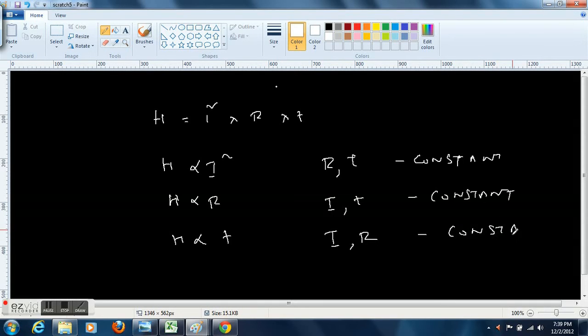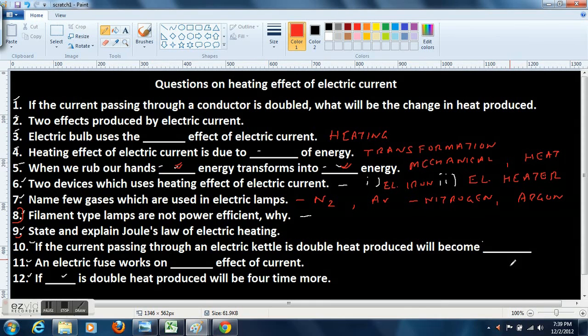So these are the laws of Joule's law of electric heat produced. Heat produced is directly proportional to square of current, directly proportional to resistance, directly proportional to time. So these are the Joule's law of electric heat. Okay, question number 10. If the current passing through an electric kettle is doubled, heat produced will become 4 times. We have already discussed this in question number 1. Basically it is coming from the same formula, H equal to I square into RT. We already discussed this in question number 1.